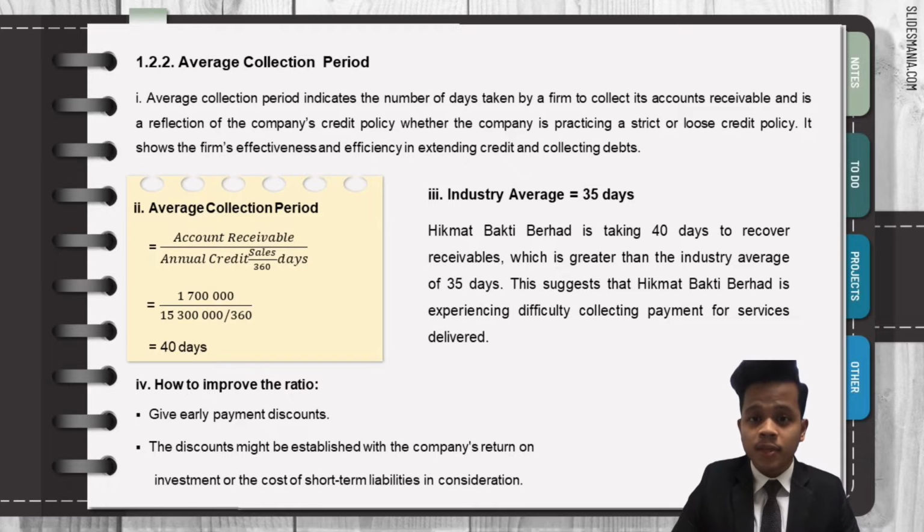Okay, average collection period indicates the number of days taken by a firm to collect its accounts receivable. The formula is accounts receivable divided by revenue, which is annual credit sales divided by 360 days. And after calculating, the answer is 40 days. Therefore, Bati Berhad is taking 40 days to recover receivables, which is greater than the industry average of 35 days. In order to improve the average collection period, the company may give early payment discounts.